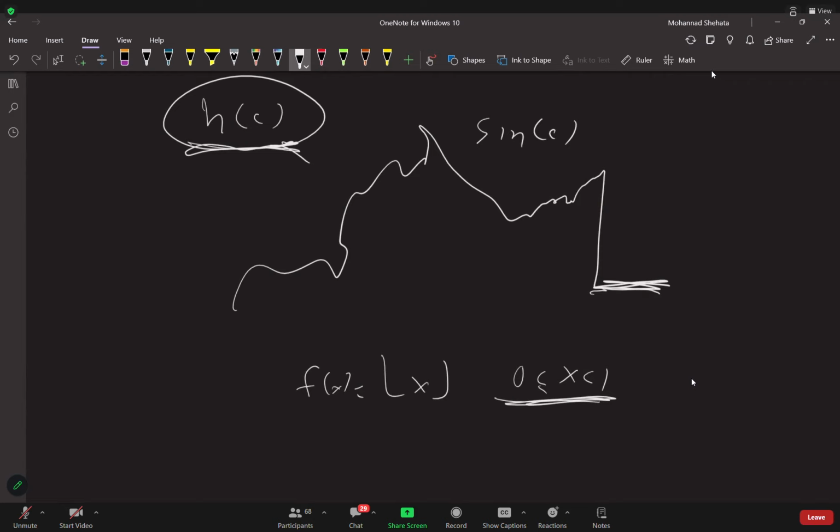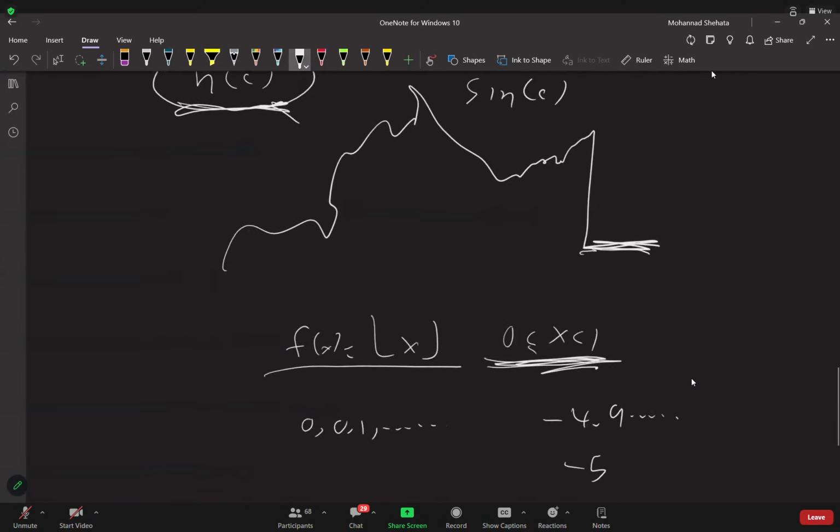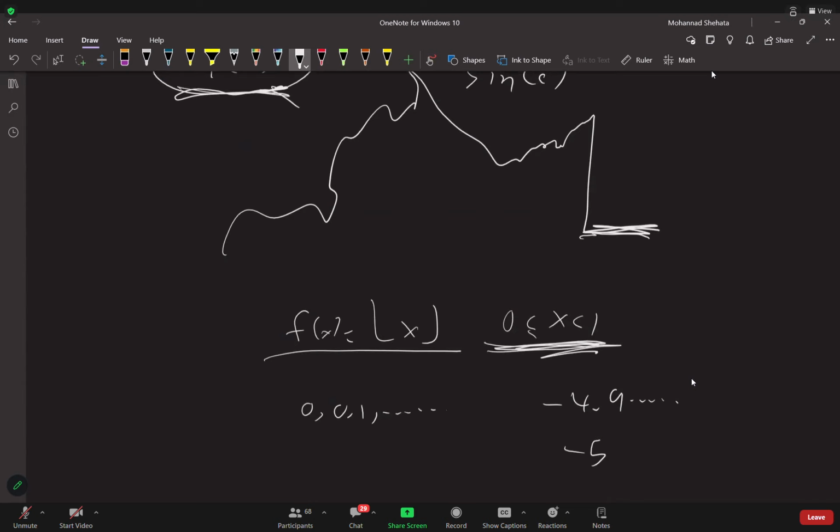If it's less than some integer, it rounds it off to the nearest integer. So it essentially subtracts, so something like 4.9 something goes to -5. It goes to the next lowest integer you can find. In this case, 0, 0.1, and so on, all values between 0 and 1 are solutions to this. So in this case, if I replace h with f, this wouldn't be a finite set anymore.